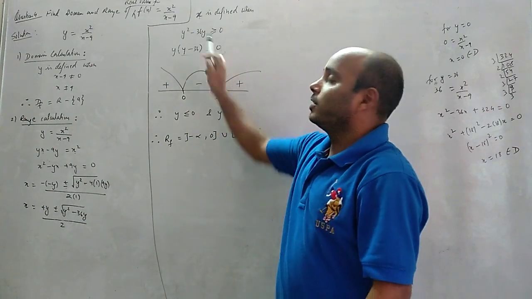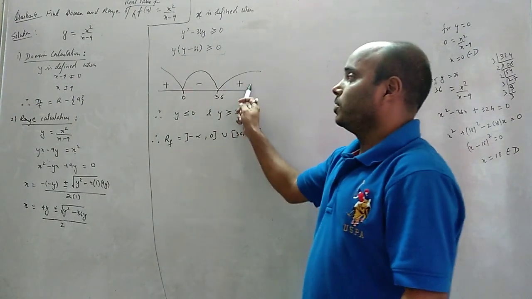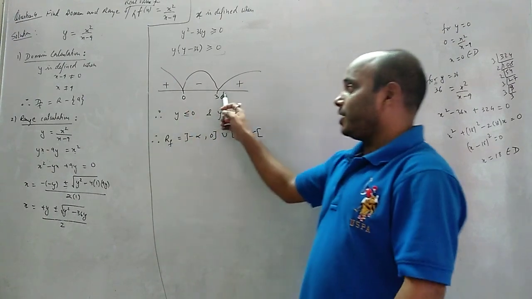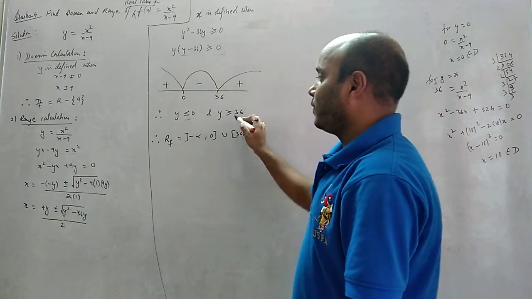What do we have here? Greater than equals to 0. That means we will take positive regions. This region and this region. That means therefore, y is less than equals to 0. These are all regions. And greater than equals to 36, they are all regions. Okay. So from the solution, we got this and we got this.